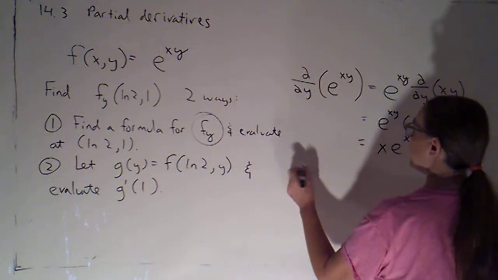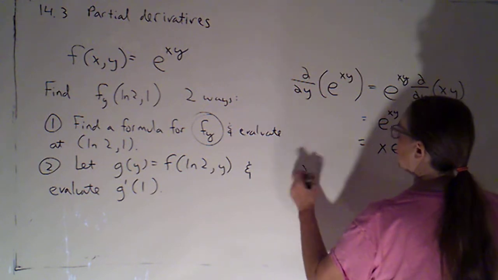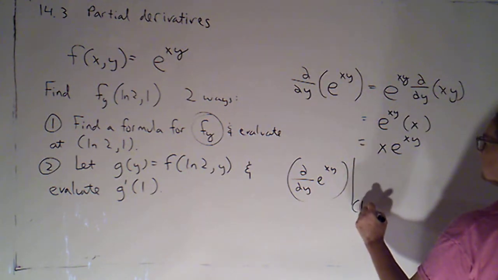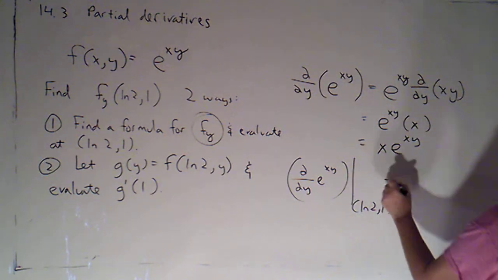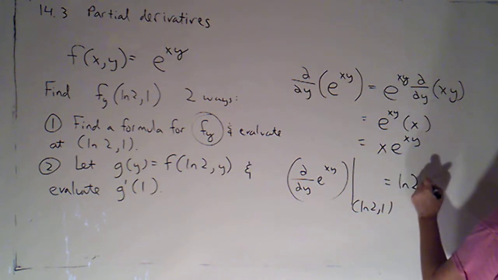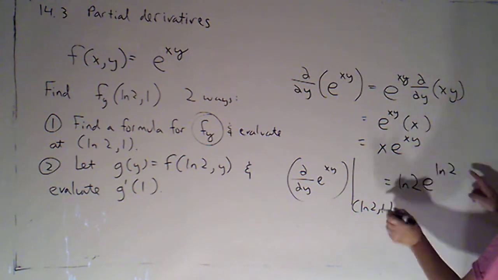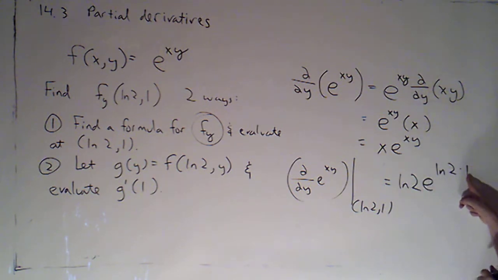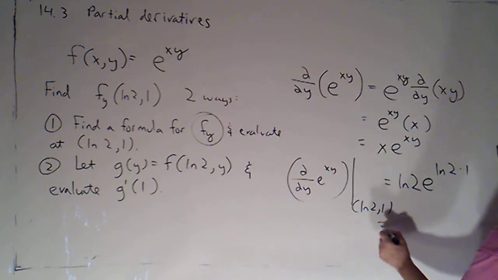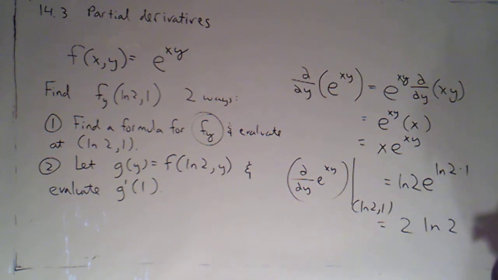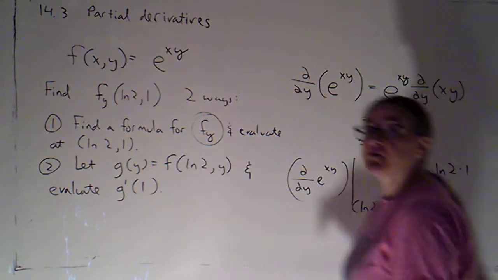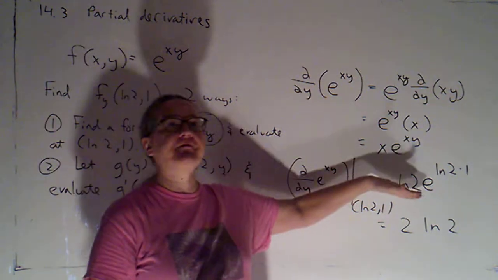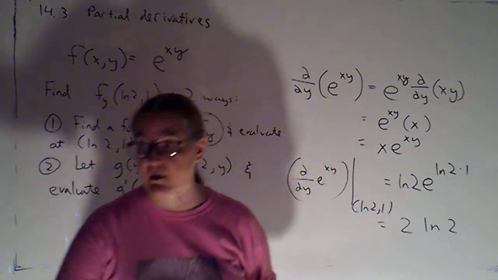So now if I wanted to evaluate this at the point natural log of 2 comma 1, I'm plugging in natural log of 2 for x and 1 for y. Of course, natural log of 2 times 1 is just natural log of 2. E to the natural log of 2 is 2, so I'm getting 2 natural log of 2. Okay, excellent. So there I said x is a constant, but I didn't actually plug in what the constant was until the very end. I just treated it as a constant throughout.